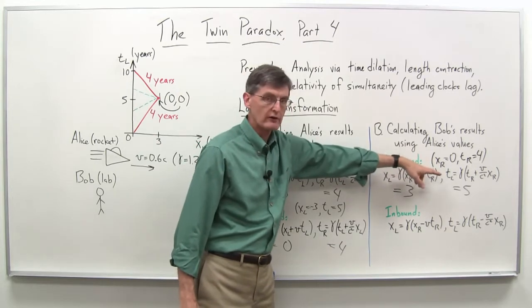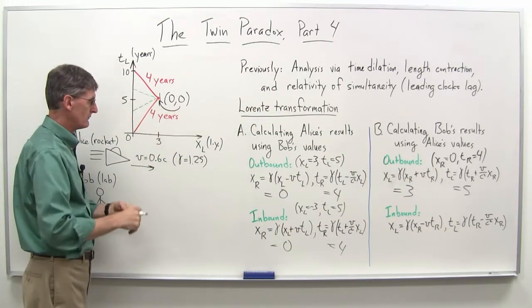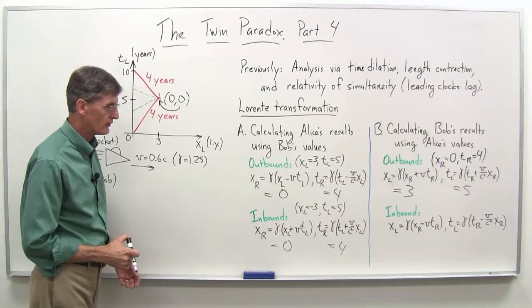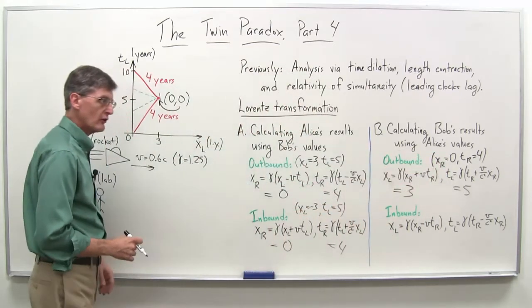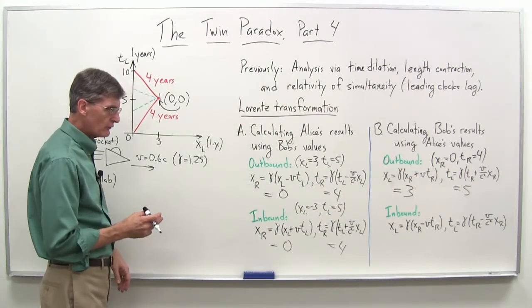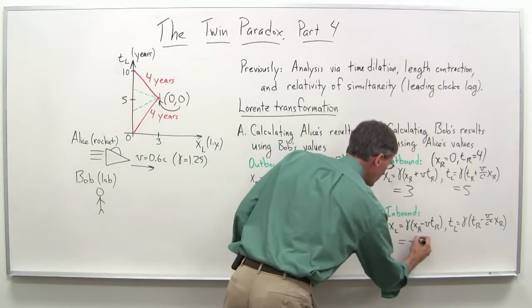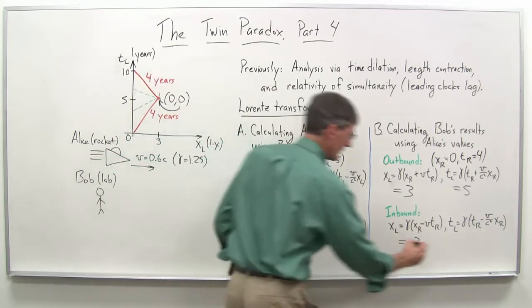Same thing for the inbound trip over here, although in this case we just use xR equals 0 and tR equals 4. We've redefined the origin to be 0. Again, on the rocket ship for Alice, she's just at 0. She hasn't moved as far as she's concerned, and tR equals 4. You plug those in, and notice what happens here for this one. Actually, you get xL equals negative 3, and tL equals 5 again.